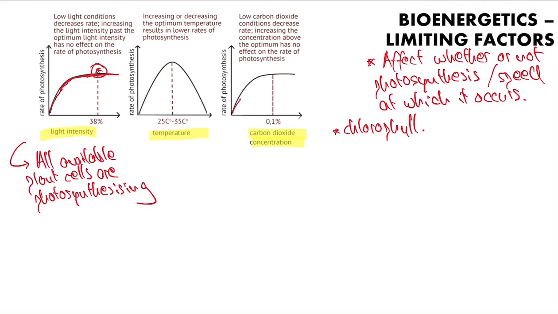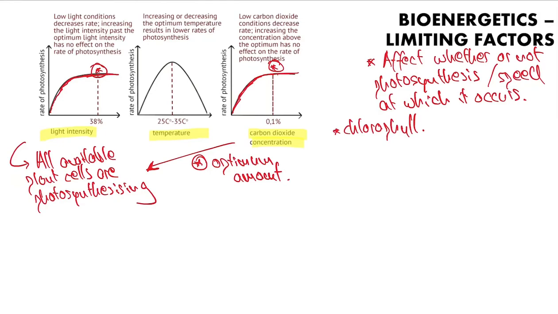The same idea applies to carbon dioxide in the surrounding environment of the plant. You increase the amount of carbon dioxide, there's more raw material available for plant cells to photosynthesize up to a point where the rate then flattens out, which means you can apply as much carbon dioxide as you want. After that point, it won't photosynthesize any quicker because all of the available plant cells are photosynthesizing. And this point, for both of these limiting factors, is when it has reached its optimum amount, so the optimum light intensity or the optimum carbon dioxide concentration.